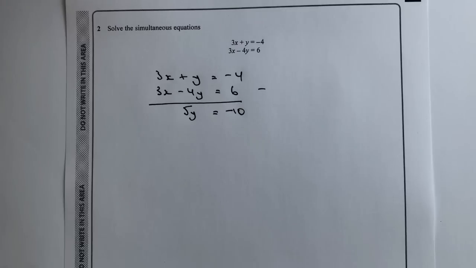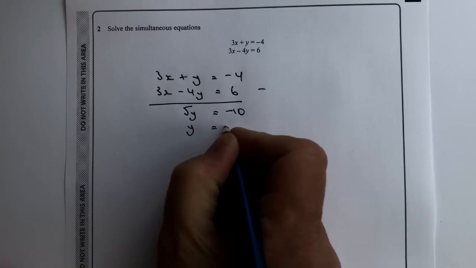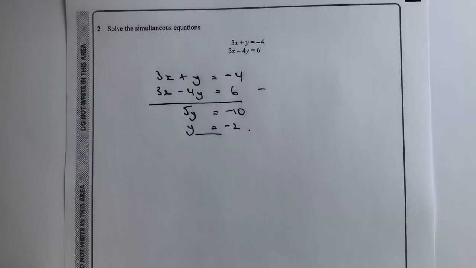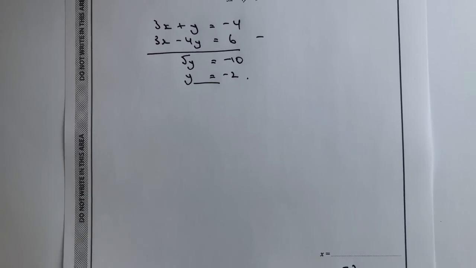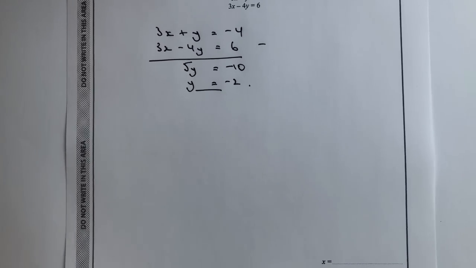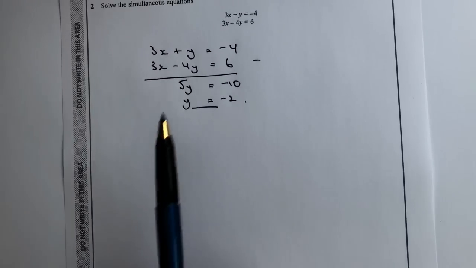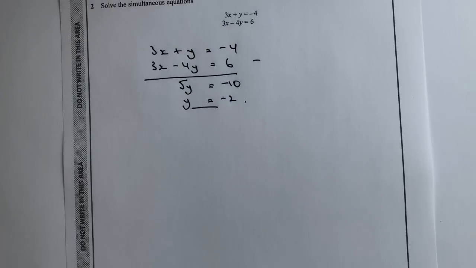If we want to work out then one value of y, what we do is we divide through by 5, so we get y equals minus 2. And that's actually the first part of the question answered. Okay, so if we've got this value of minus 2 for y, we need then to work out the value of x. Well, you can really choose whichever one of these two equations you want to choose, because now we know the value of y.